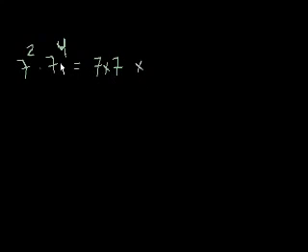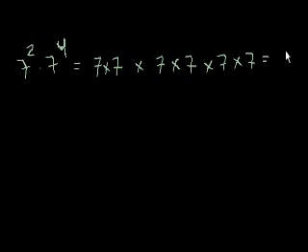If I said 7 squared times 7 to the fourth, well, that equals 7 times 7, right? That's 7 squared, times, and now let's do 7 to the fourth: 7 times 7 times 7 times 7. Well, now we're multiplying 7 by itself 6 times, so that equals 7 to the sixth. So in general, whenever I'm multiplying exponents of the same base, that's key, I can just add the exponents.